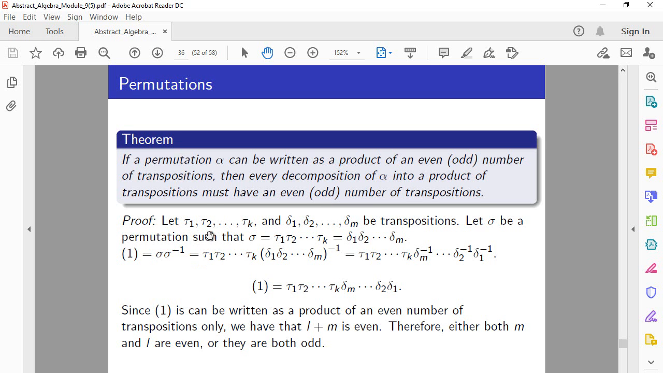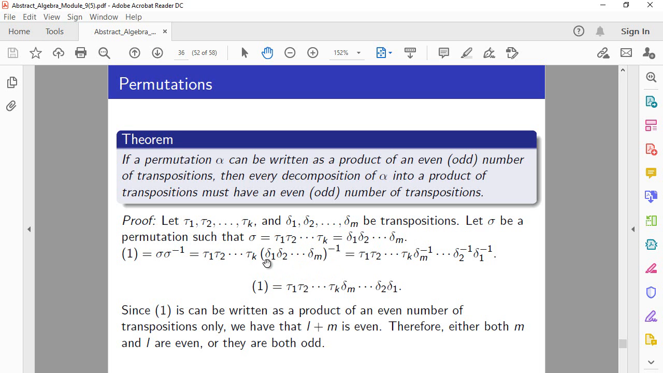So let's say tau 1, tau 2, tau k, and delta 1, delta 2, delta m are transpositions. Let's say sigma is a permutation, and sigma can be written as the product tau 1, tau 2, dot dot dot tau k, and sigma can also be written as the product of deltas, delta 1, delta 2, dot dot dot delta m. Now, since sigma is equal to both of them, then clearly sigma times sigma inverse is 1. But sigma is tau 1, tau 2, tau k. Sigma inverse, well, sigma is also equal to the product of the deltas, so I'm going to take the inverse of the deltas.